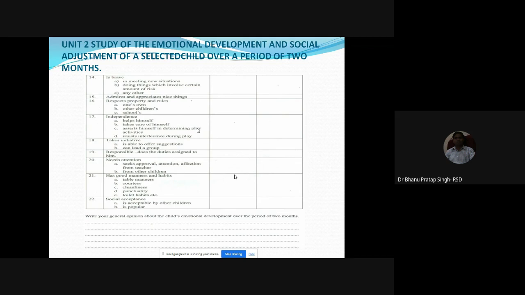Has good manners and habits: whether the child has good manners and habits, such as table manners, courtesy, cleanliness, punctuality, or day-to-day needed habits like toilet habits, etc. As far as social acceptance, whether the child is acceptable to other children, or whether the child is popular. So based on this format, you have to write your opinion, suggestions, and feedback in a crisp manner for further evaluation.